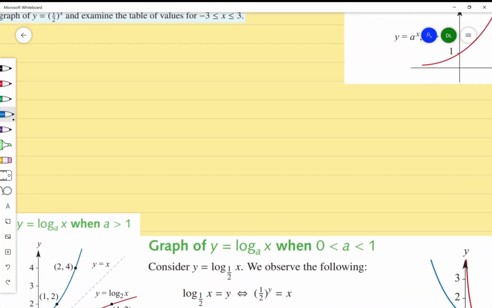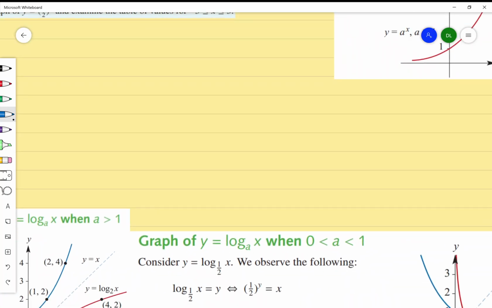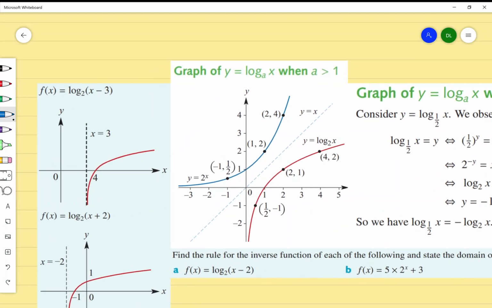Does anyone remember how you describe logarithms? What are they? I'm looking at those of you from last lesson. What is a logarithm? It's the opposite of an exponential. Hopefully you guys remember that from last lesson. So this is what we have here.